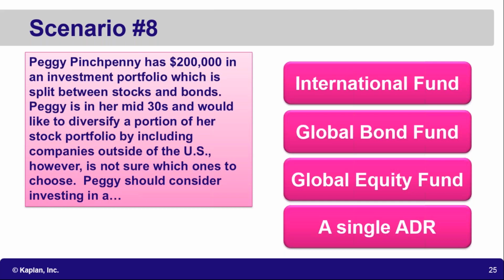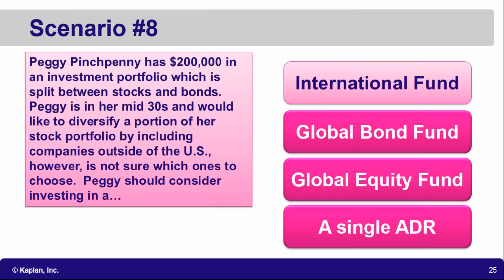She did say diversification was her choice, and she said that she wanted it to be diversifying stocks specifically, not bonds. So the international fund would be a good choice. A global equity fund would have US stocks in it and international stocks in it. A global bond fund has US bonds in it and international bonds in it. She said she just wanted some international stuff, so you'd have to go with the international fund for her and give her that professional management she's looking for outside the United States.